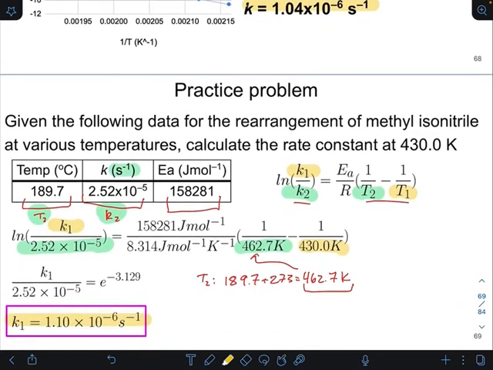Okay, and when I said check to make sure that this makes sense, what I know is that 430 Kelvin is a lower temperature than the temperature that we were given information about. So I would expect my rate constant that is associated with 430 Kelvin to be smaller than my rate constant that is associated with 462 Kelvin. So that makes sense. If you didn't get that as your answer, I would think you dropped a negative sign somewhere or you mixed up where T2 and T1 go.